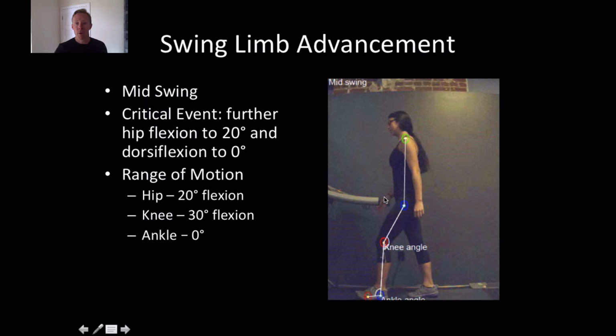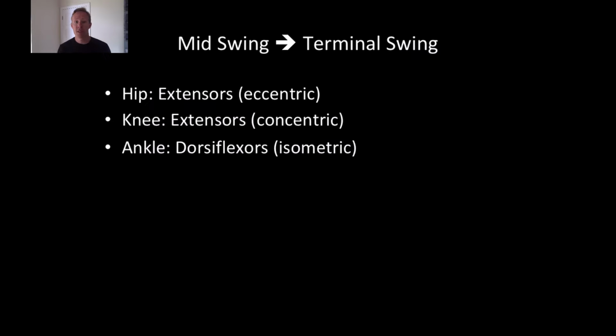So you probably can guess it. If you go from mid swing to terminal swing, what muscle would you have to contract to get your knee straight? Well, you'd have to contract your knee extensors concentrically, your quads. So you've got to squeeze your quads to pull your knee straight. Your hip extensors switch to eccentric because they're acting like a brake and they're slowing the movement down so we can take our next step.